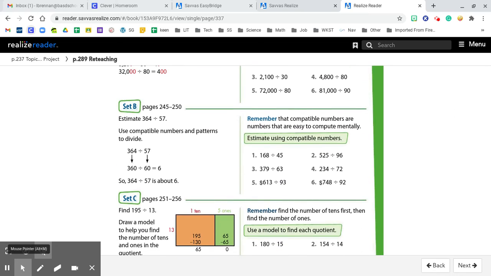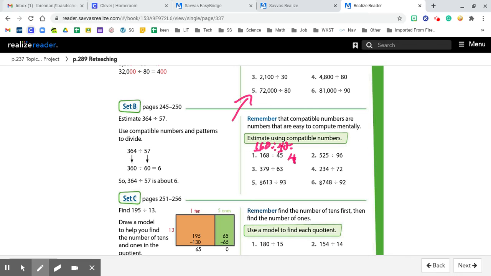Set B, using compatible numbers and patterns to divide. Remember, compatible numbers are numbers that are easy to compute mentally. So we're going to estimate using compatible numbers for these guys. So 168 divided by 45, I would probably bring that to 160 divided by 40, not 50, because I know that 16 divided by 4 equals 4. So I want to be able to do it in my head like we did up top here.